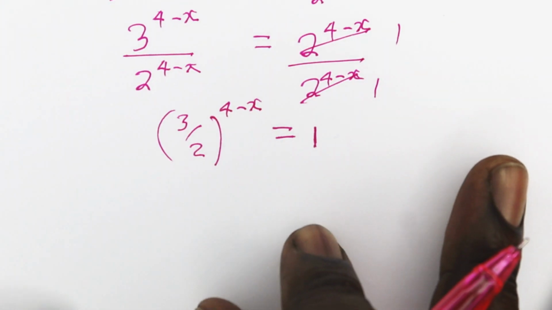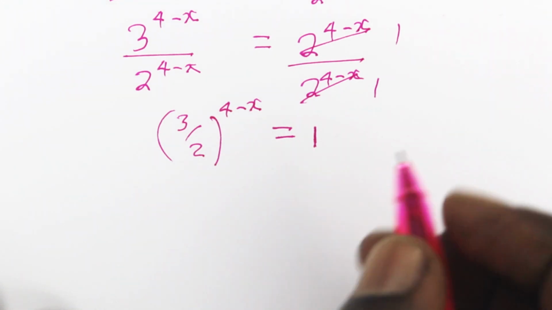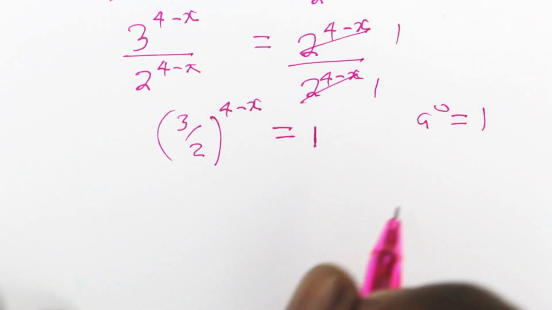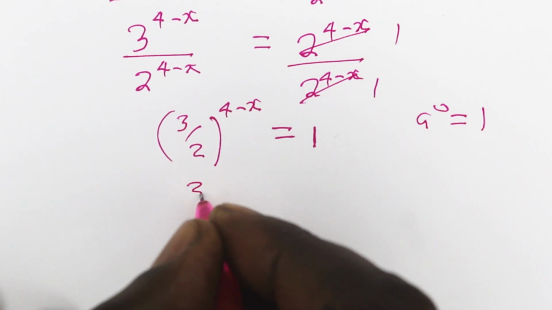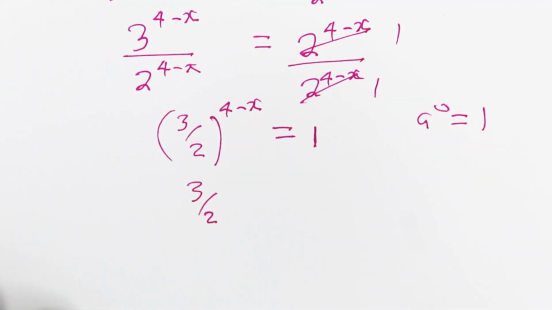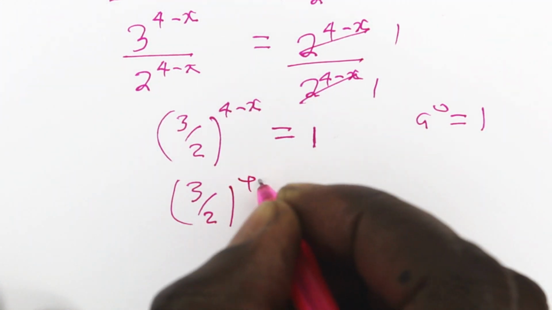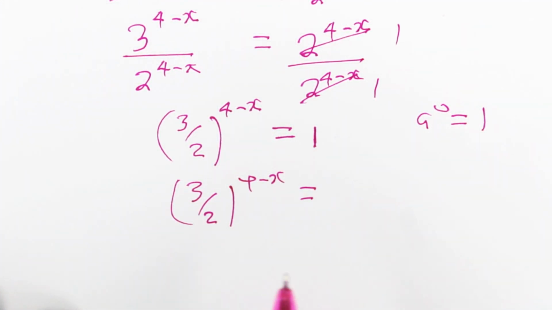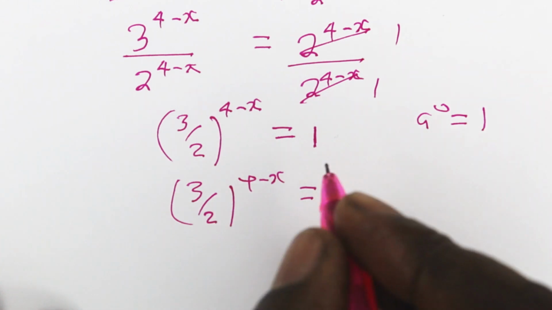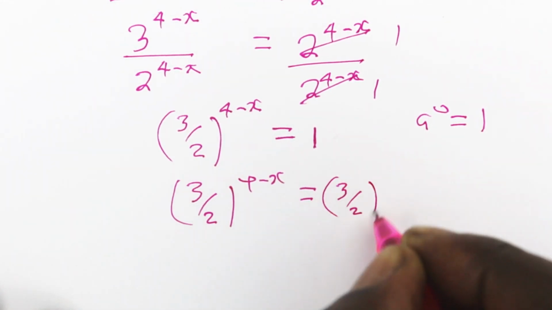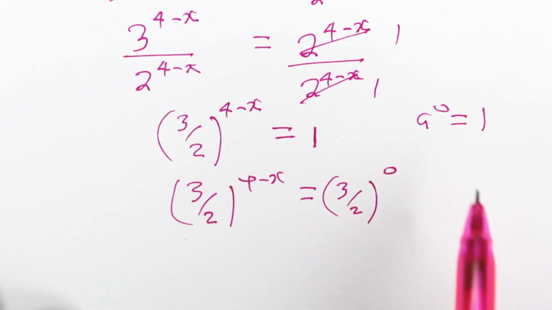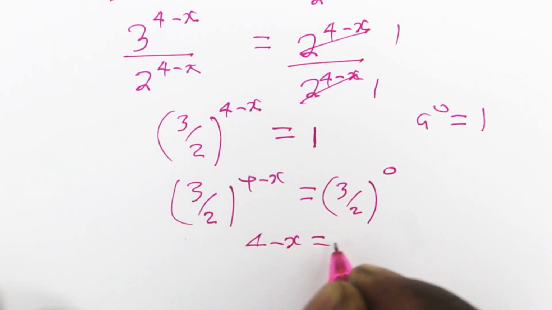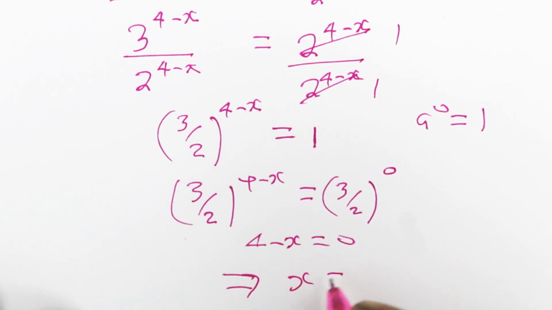So now remember, according to the laws of indices, any number raised to the power 0 is 1. So any number that you have raised to the power 0 is 1. So you can as well write 1 as some number raised to the power 0. So we have 3 over 2 raised to the power 4 minus x. And because we are trying to achieve either a common base or a common power, we can write 1 as 3 over 2 raised to the power 0, which according to this law is still 1. So now the bases are the same, the powers must be the same. So it means the powers, that is 4 minus x, is equal to 0, which leads us to x being 4.